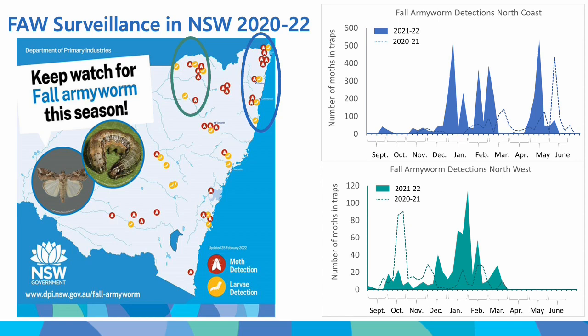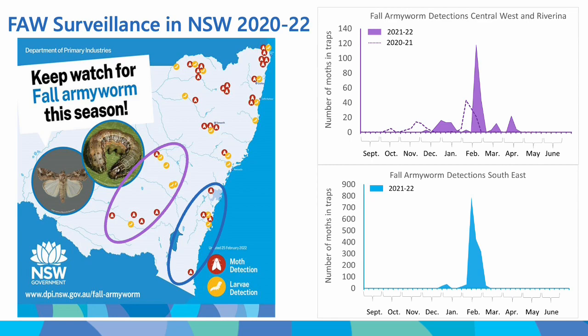So if you compare that with what's going on in the Northwest, this is where we saw a strong peak in October of 2020, which coincided with early maize plantings, and then there were low weekly counts for the rest of that season. Whereas last year, what we saw was a slow build up through spring to a much later peak in mid to late summer. And the magnitude of those peaks was considerably lower than what we'd seen in the North Coast region.